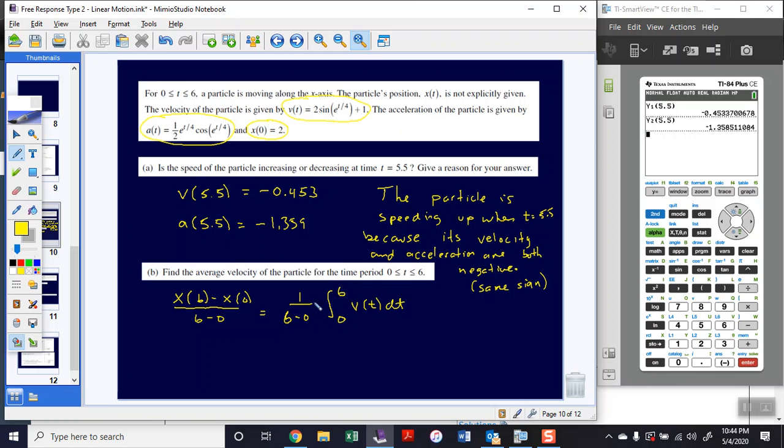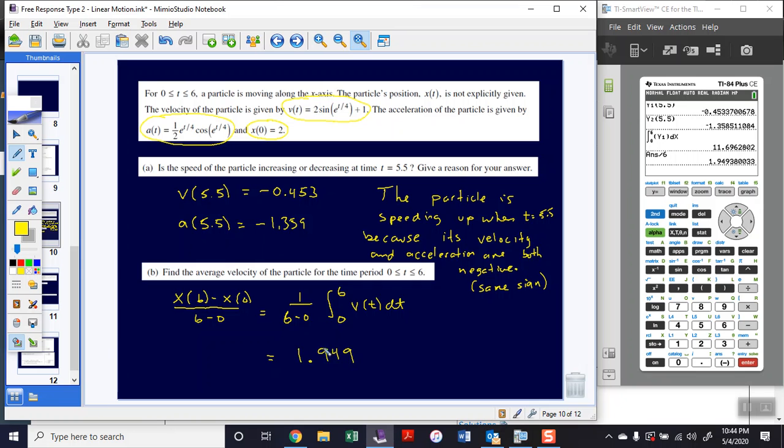It's the average value of the velocity function. Now, once you realize this is what you have to do, everything else is going to be done entirely on the calculator. And so we'll go to our integration, alpha window 4. It's between 0 and 6. And now we want the integrand to be the velocity function, so that was y1, alpha trace 1, dx, and that's entirely done by the calculator.